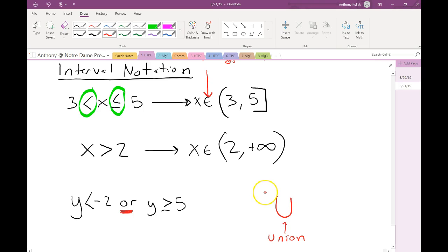So the first interval we are interested in is y is less than -2. So what is the smallest thing that we're concerned about? Negative infinity. And the biggest thing is -2. On the infinity, parenthesis or bracket? Parenthesis. On the -2?